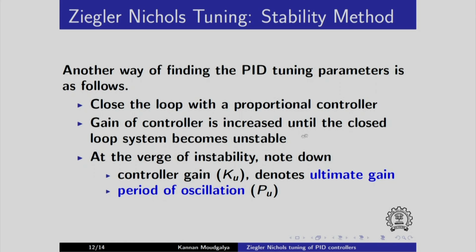Here we assume that for smaller values of K, the system is stable, and as K increases for large enough value, it becomes unstable. For such systems, this method will work whether the plant is open loop stable or unstable. It has to satisfy this condition. For a large enough K, it becomes unstable, and that K is denoted as Ku, which stands for ultimate gain, and the period of oscillation at that point denoted as Pu.